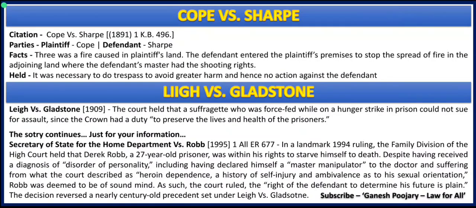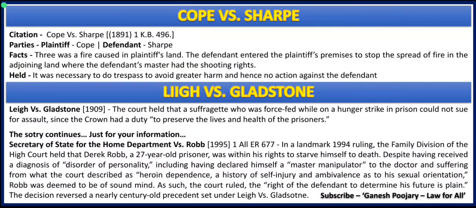The second case law is Lee versus Gladstone. Here what happened? A particular person had gone on hunger strike. He was in jail and he went on hunger strike. Now the jail authority, or the prison authority, forcefully made him eat. Why did they do so? Because they wanted to protect the life of the person who had gone on hunger strike.